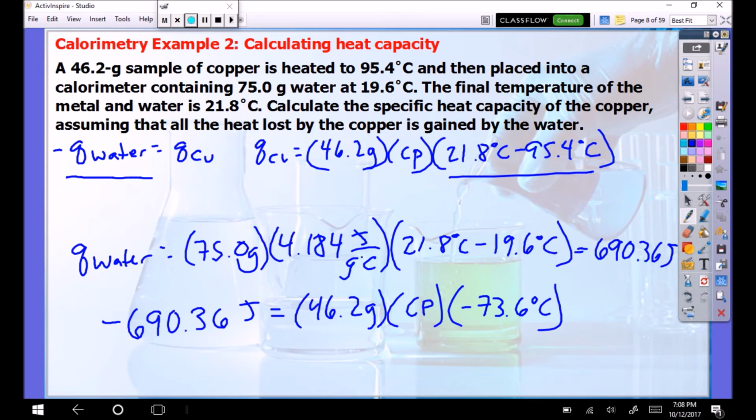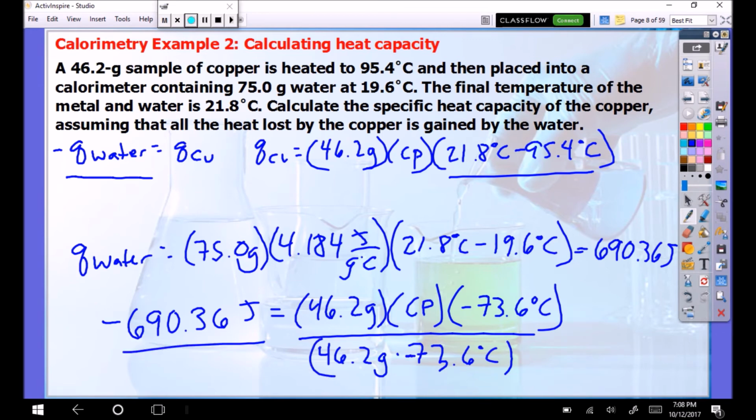All right, so to solve for CP, we have to rearrange. We should divide both sides by 46.2 times my negative 73.6 degrees Celsius. The negative. We divide here, same thing. Negative 73.6 degrees Celsius. Those negatives should cancel out, and with 3 sig figs, I get a specific heat of 2.03 joules per gram degree Celsius.